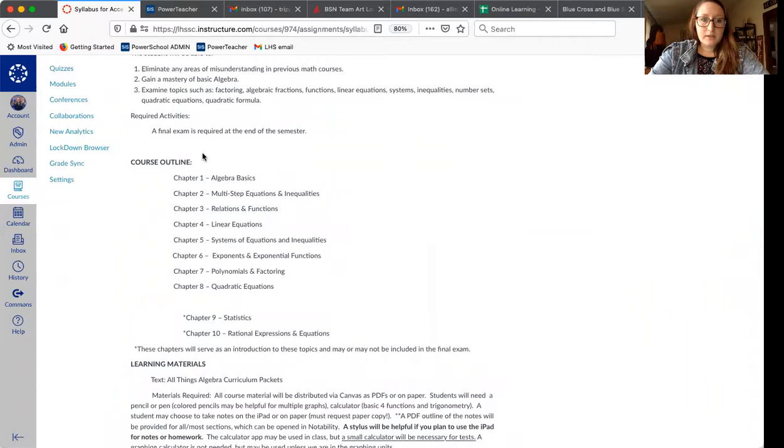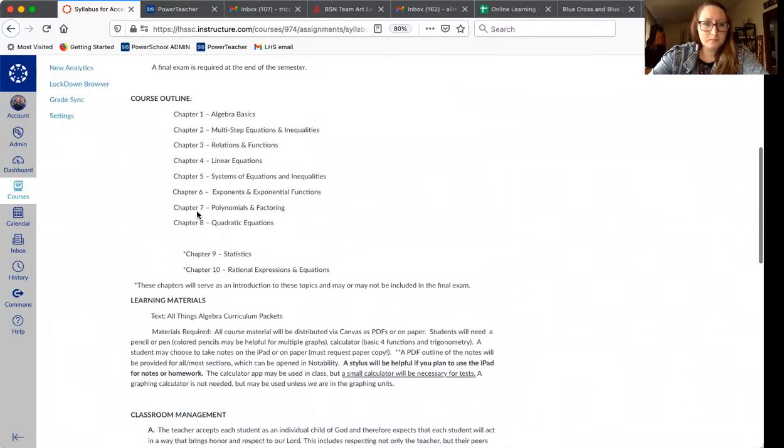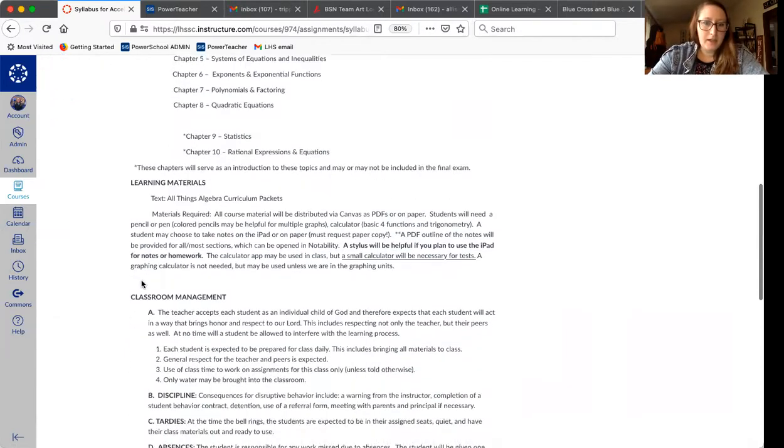First of all, a final exam is required at the end of the semester. All core classes require a final exam. So algebra is a core class, so they will need a final exam at the end of the semester. You can see here a course outline. We will definitely cover 1 through 8, potentially get into 9 and 10 depending on how we flow through and if we have any online weeks or anything like that. So that's the tentative plan.